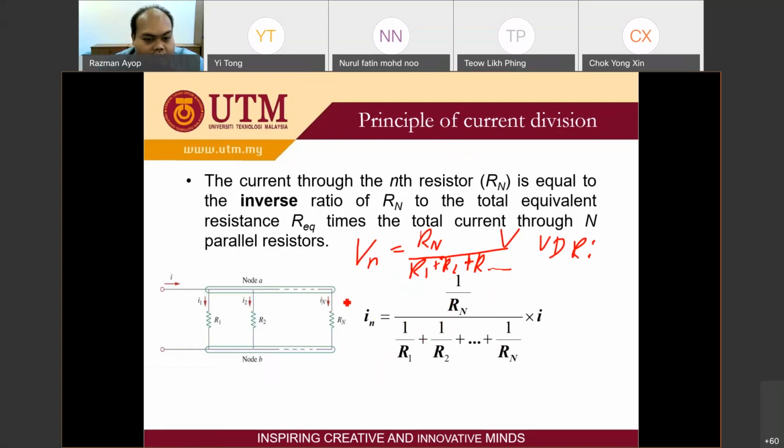So if you want to get the current In across here, it is 1 over Rn divided by the total. You have to take the reciprocal of everything. Then don't forget to multiply by the current here. This is the theory.